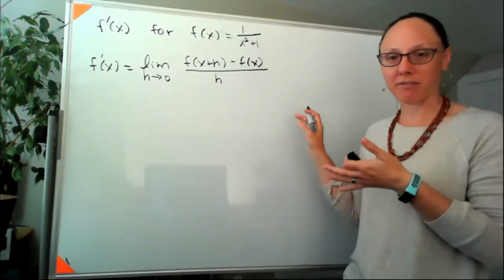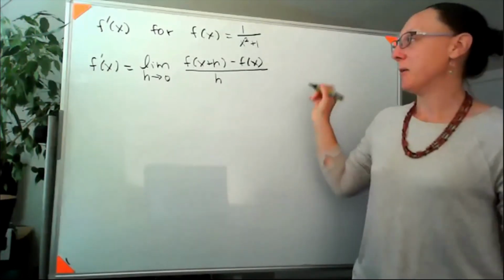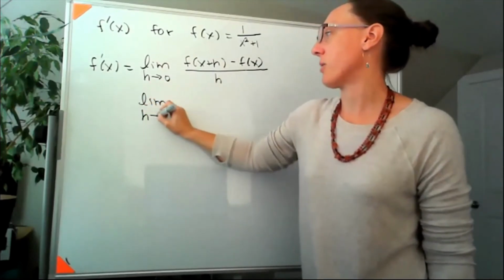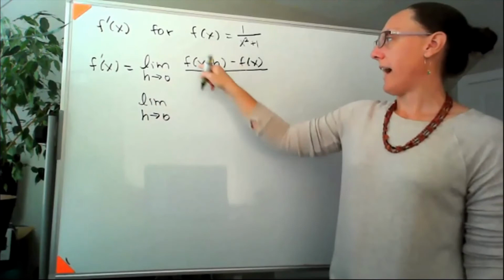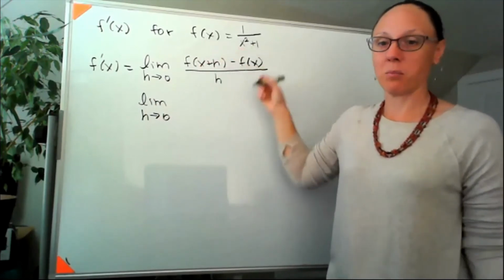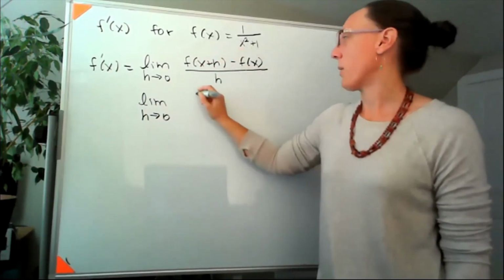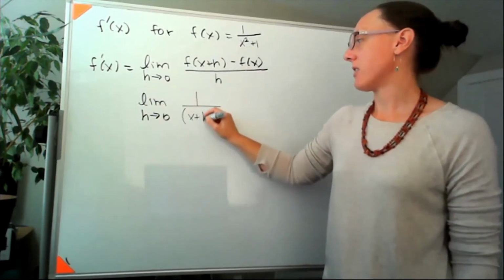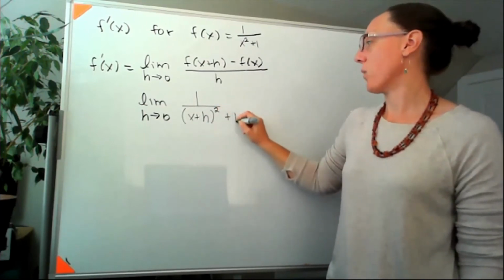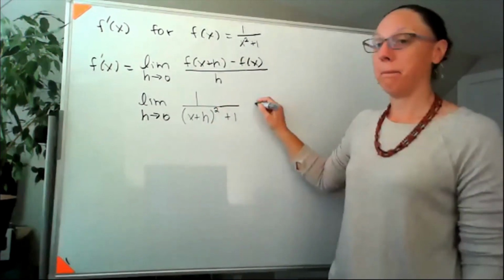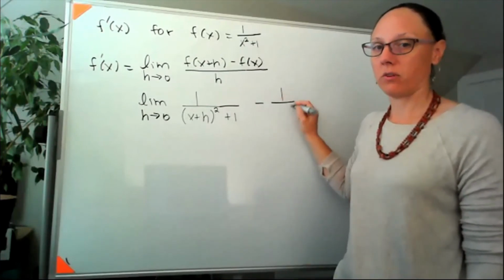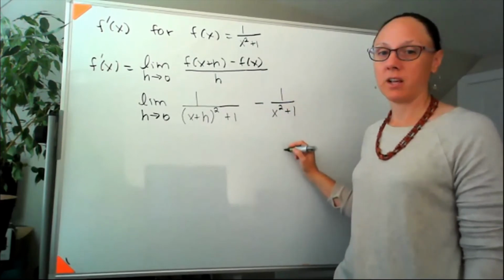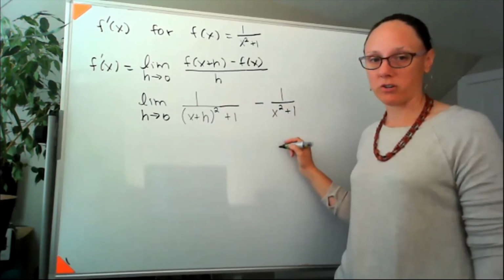Let's use our limit definition of the derivative, see what happens. Well, if I need to take this limit, I am looking at the limit as h approaches 0. While f of x plus h is where I've got an x, I'm plugging in x plus h. So I'm going to have 1 over x plus h squared plus 1, minus 1 over x squared plus 1, whole thing over h.